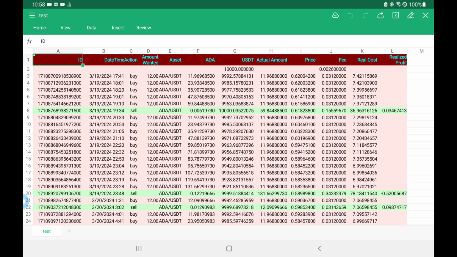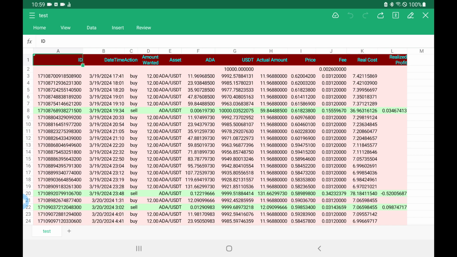Today is going to be a fun video because we're going to go through what really happens when you make a purchase or a sell on a cryptocurrency exchange. What is the actual process that the exchange goes through to conduct that trade? It's a little bit different between every single exchange, but this is the basic principle.